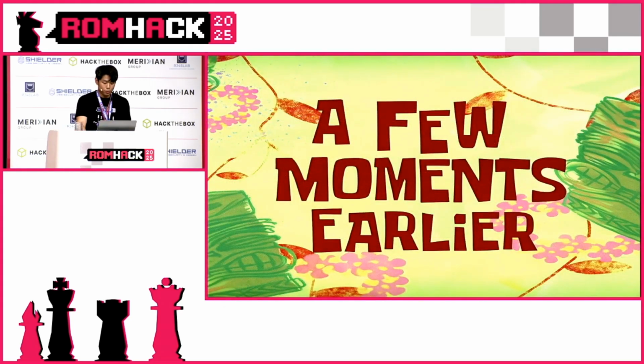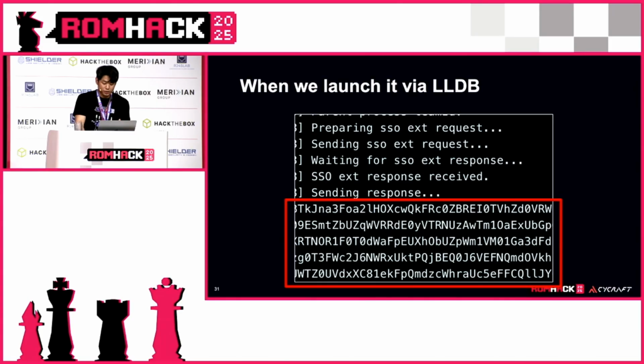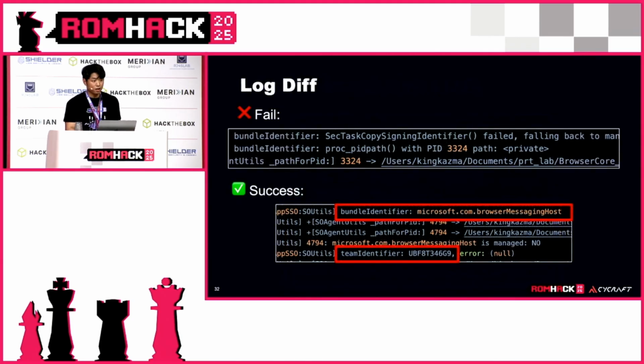Now, before we wrap up the BrowserCore bypass method, there's a little story here. At first, we tried patching BrowserCore and running it directly, but we ran into an issue. It's called "caller is not allowed to invoke", along with an error code -6000. So after hitting that error, we used LLDB to see what was going on. And to our surprise, we just got the PRT cookie right here, and that made us figure out what was going on. We noticed that the key difference in the logs is that the failed run couldn't retrieve the team ID and bundle ID. And the component responsible for getting that information is AppSSOAgent.